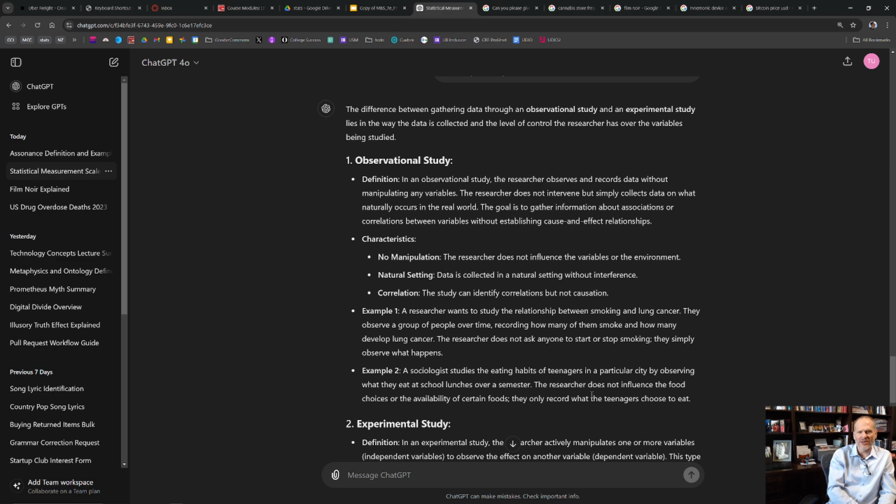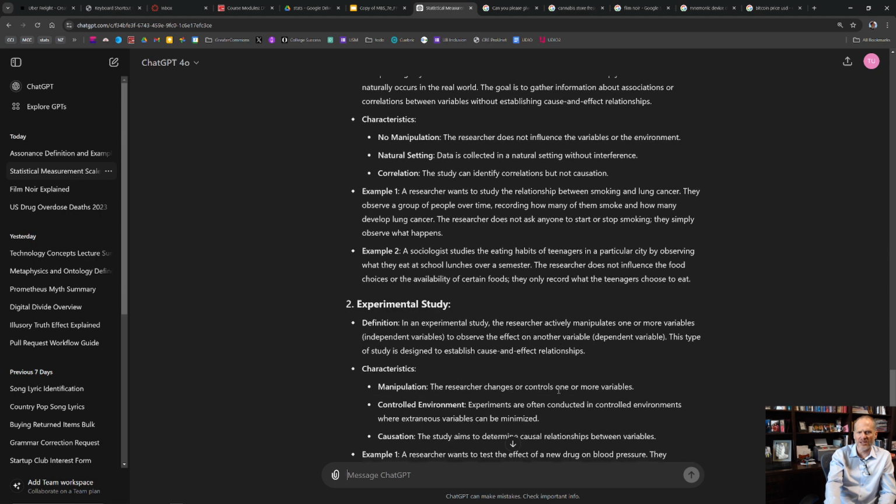The difference between gathering data through an observational study and an experimental study lies in the way the data is collected and the level of control the researcher has over the variables being studied. I like this definition so much more than the textbook. Observational study, definition: In an observational study, the researcher observes and records data without manipulating any variables. The researcher does not intervene but simply collects data on what naturally occurs in the real world. The goal is to gather information about associations or correlations between variables without establishing cause and effect relationships. Characteristics: no manipulation, natural setting, correlation. The study can identify correlations but not causation.